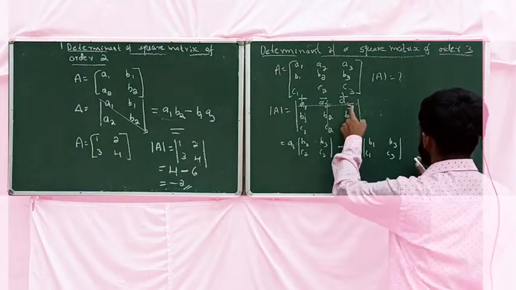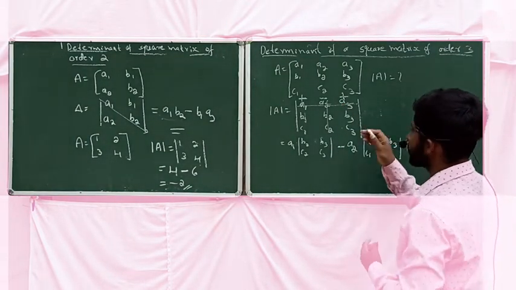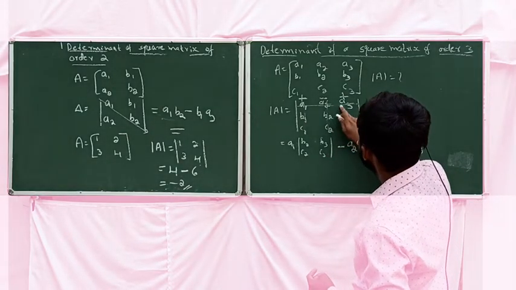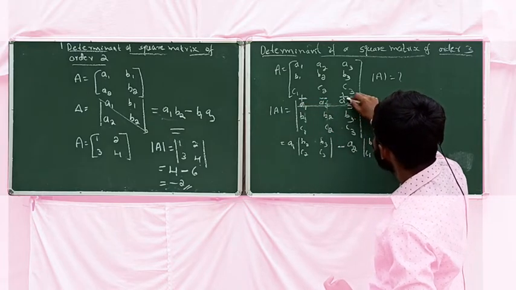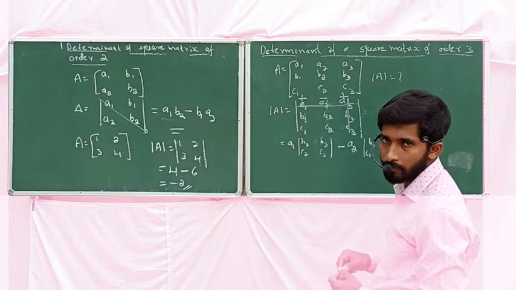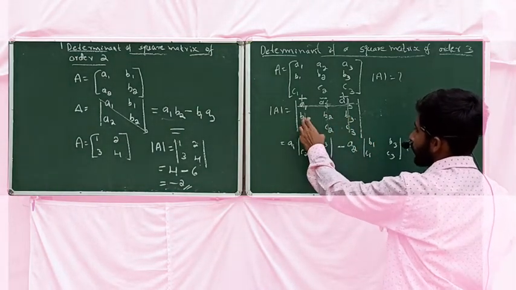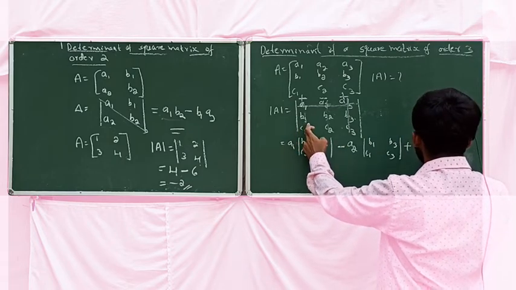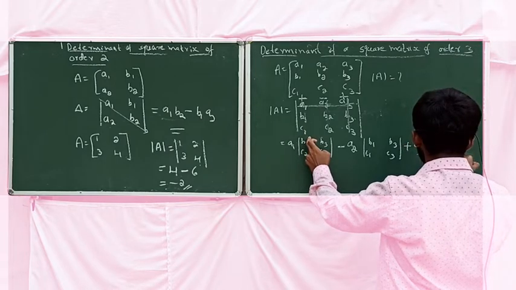Then plus. What's the element? A3. Now which row and which column we need to delete? See here. A3 is in the first row and third column, right? So delete the first row, third column. Here you can see one determinant. That is the determinant B1, B2, C1, C2.